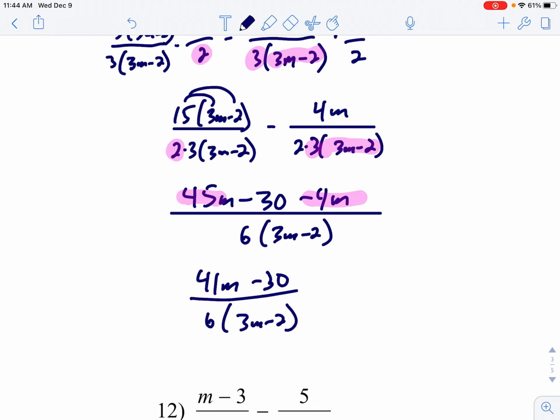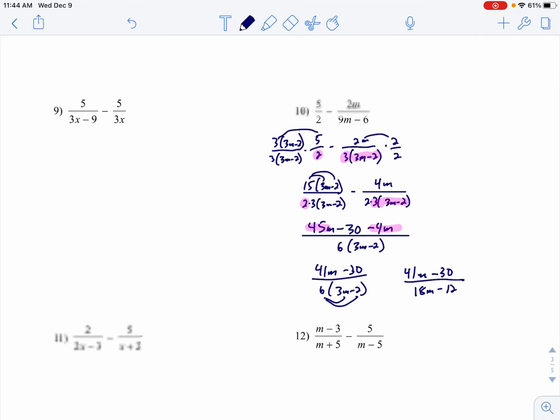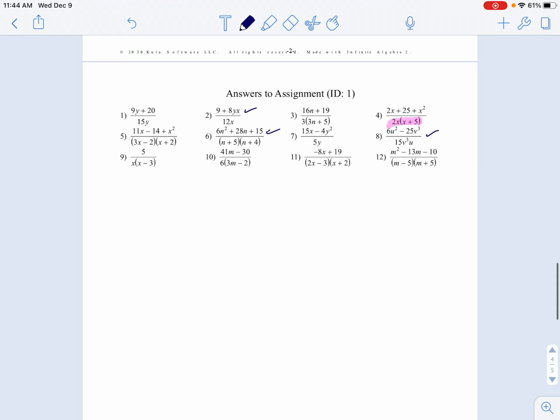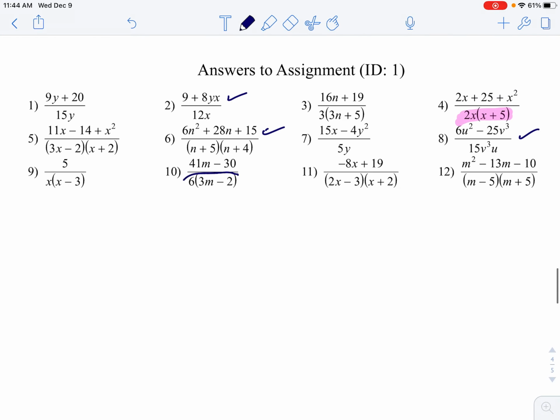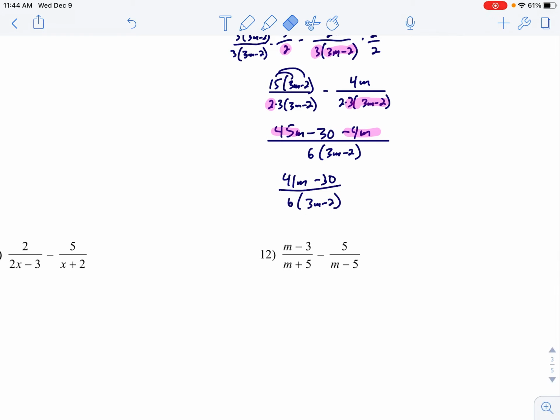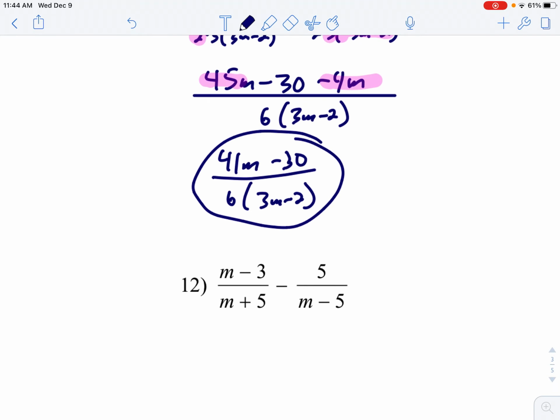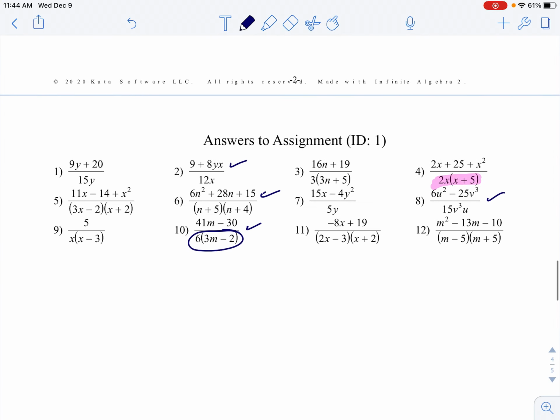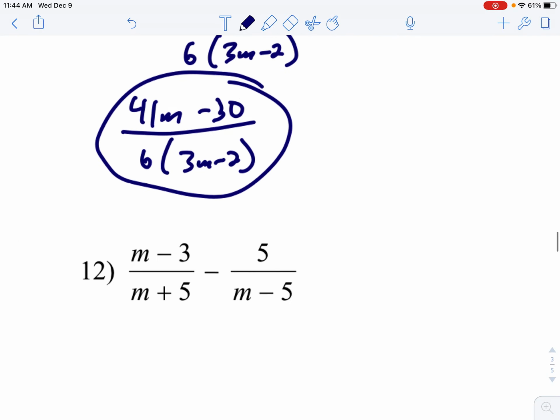And I just have a hunch that they're going to distribute that in there. 41m minus 30 all over 18m minus 12. Let's see, did I get that right? I feel bad about this one. Oh, they did not distribute it. They left it factored out. But otherwise, we're good. I thought because that bottom was fairly simple to work out, they would have gone through that extra step. But nope, we're good. All right, last one.